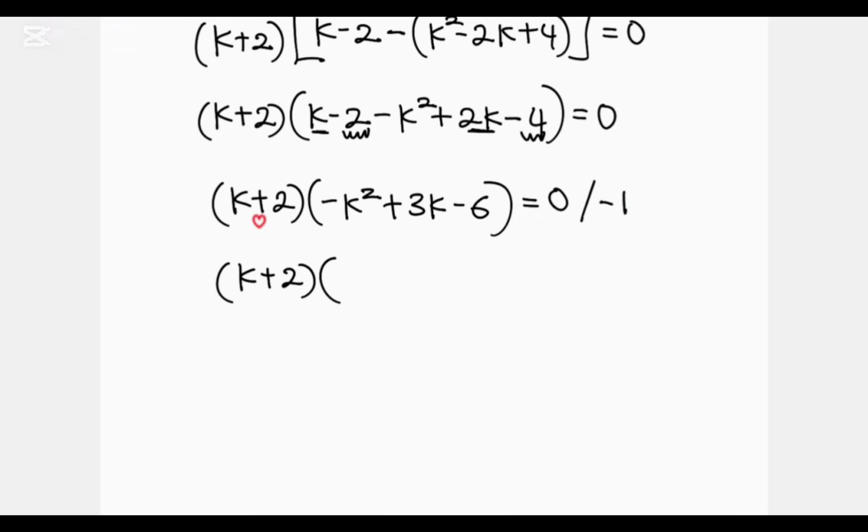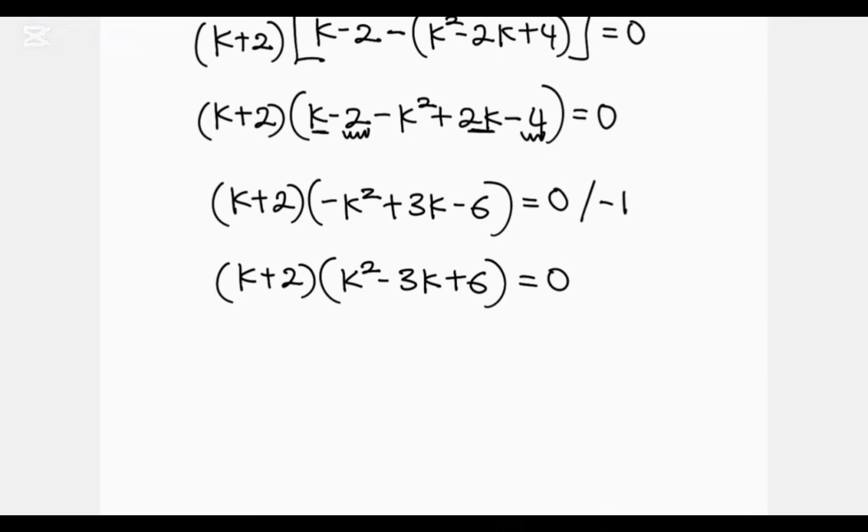And I'll be able to do that by multiplying through by negative 1. Well, this negative 1 will not affect, although it affects it, but if I only apply it here, it is still correct. So I'm not going to be applying it here to this k plus 2, but here. So negative 1 times negative k squared makes it positive k squared. It makes this negative 3k, and it makes this plus 6. Very good. And this is equal to 0.